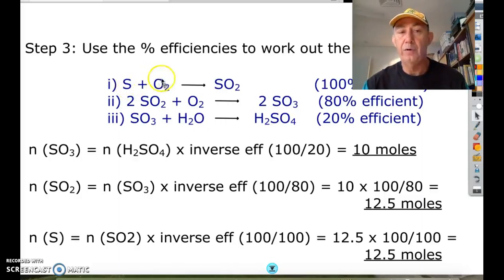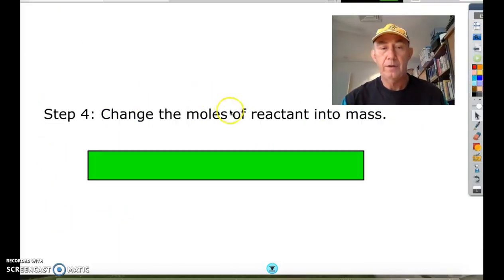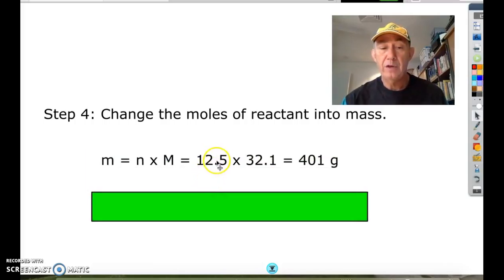And then if you think about it, 12.5 times 100%, I make 12.5. 12.5 times 80%, I make 10 moles of sulfur trioxide. And then 10 moles of sulfur trioxide at 20% efficiency, I end up making 2 moles of sulfuric acid, which I can now convert into a mass. So finally, change your moles of reactant, which is now 12.5, into a mass. Because we had 12.5 times the mass of sulfur, which is 32.1, I needed to start with 401 grams of sulfur to make that mass of sulfuric acid that was in the question.